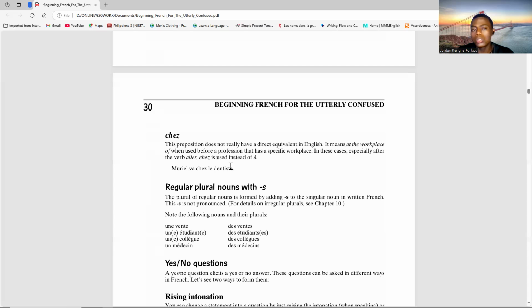But chez could also be used to indicate a person's house or home. Chez moi, for example, would mean my house, or chez Muriel, which means in Muriel's house or to Muriel's house, depending on what the context is.